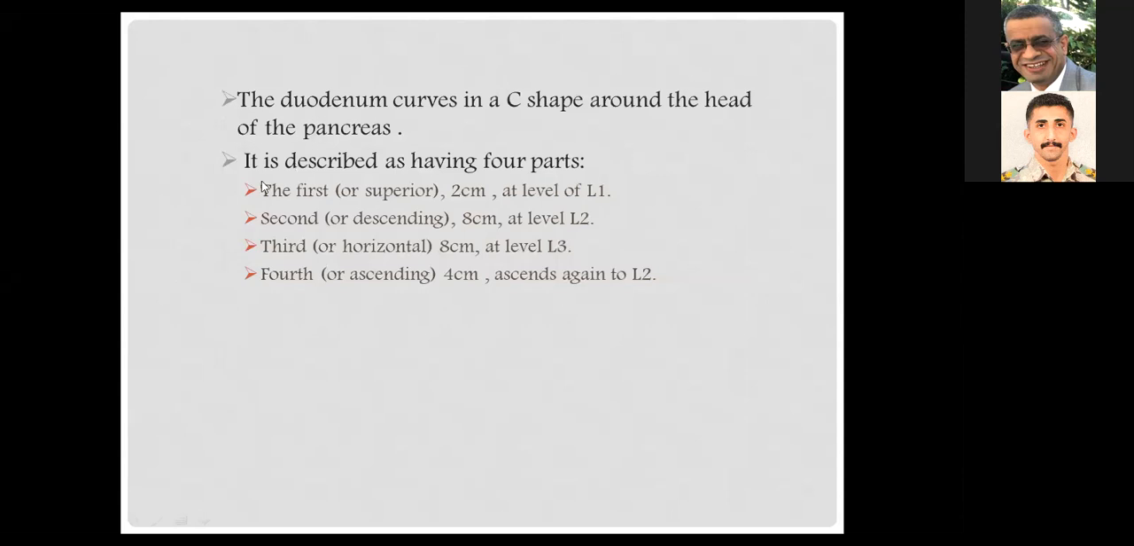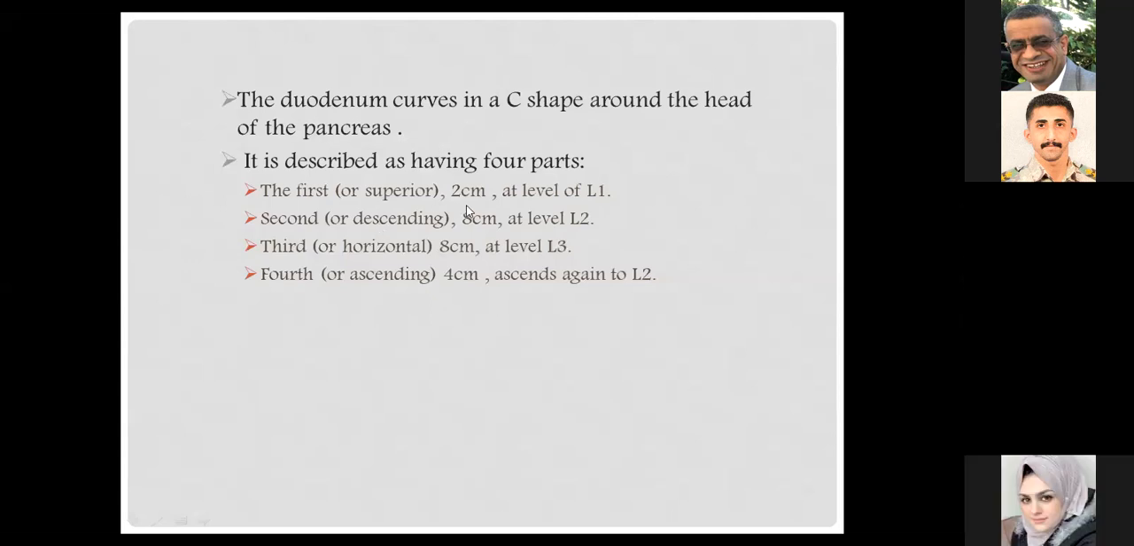The first or superior part is 2 centimeters in length at the level of the L1 vertebra. The second, descending part is 8 centimeters long at the level of L2 vertebra. The third or horizontal part is 8 centimeters, and the fourth is ascending 4 centimeters, ascending again to L2.